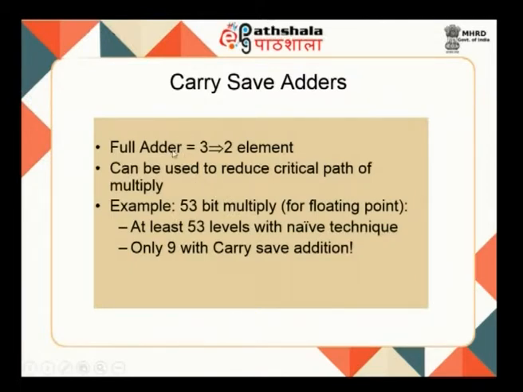Say for example, when you look at a full adder circuit, you only have 3 inputs given to it and it produces 2 outputs. So, you can do a parallel implementation of all this reduction from 3 to 2, and this can be used to reduce the critical path of the multiplication operation, which we are going to discuss later on. If you have to do a 53 bit multiply for floating point operations, in the case of normal addition it will require at least 53 levels of addition, whereas with carry save addition it requires only a lesser number of stages. So, this is what I discussed.